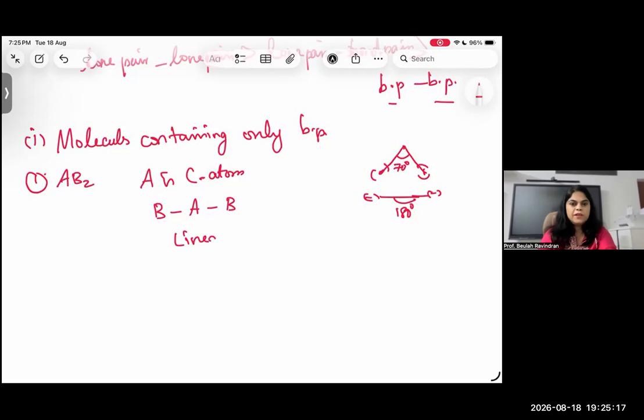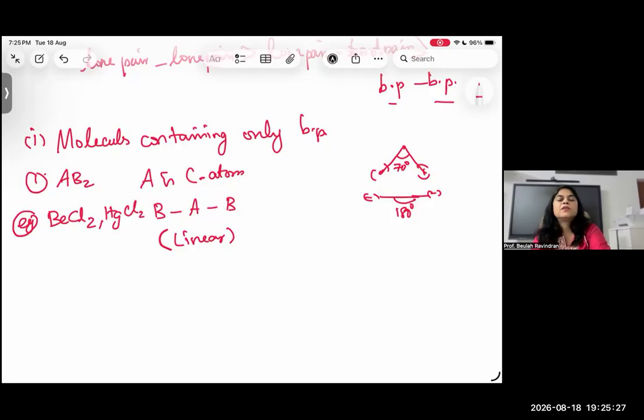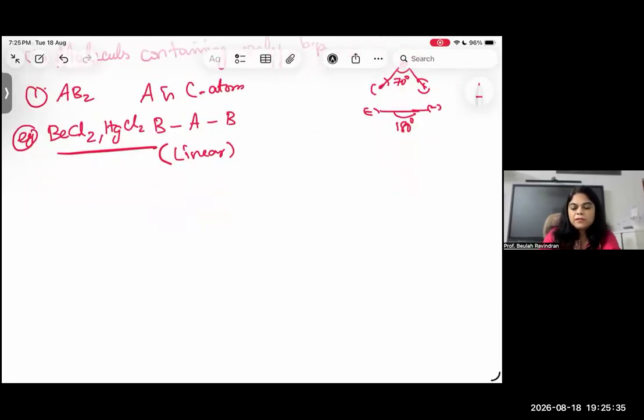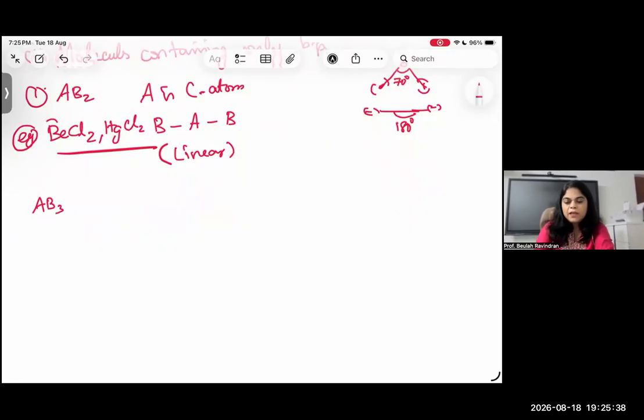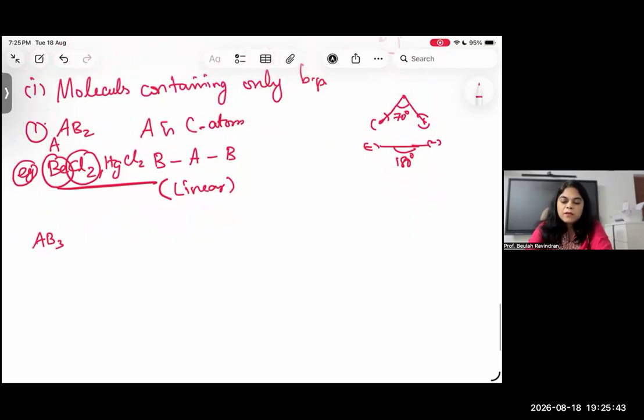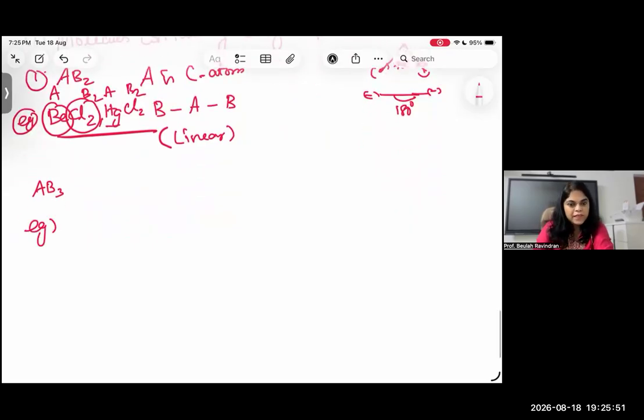So many examples are given in your book, you can go through. What are the main examples? BeCl2 and HgCl2, beryllium chloride, then mercury chloride, etc. Okay, then AB3 type. This is central atom A with two bond pairs, right? Like this, A, B2. Here A, B3. I can say the examples are BF3 and BCl3.